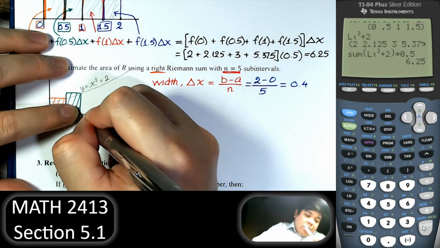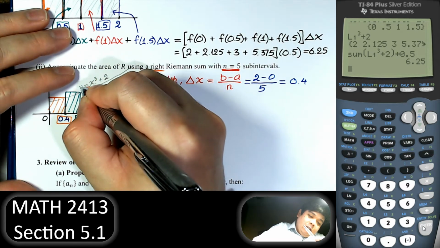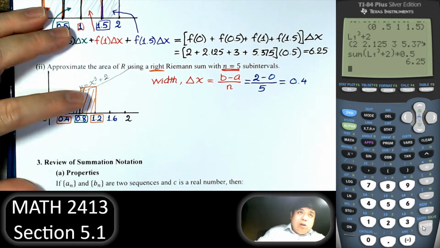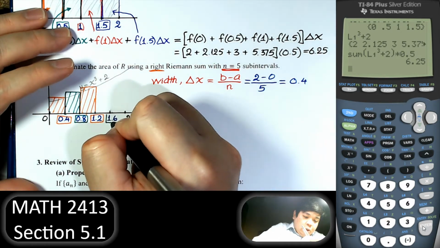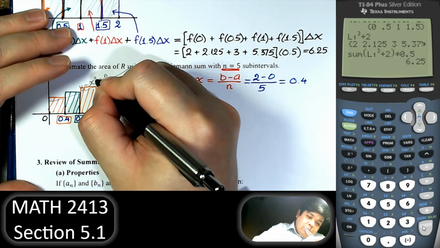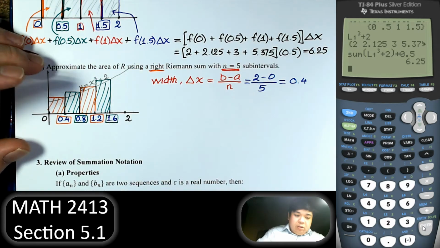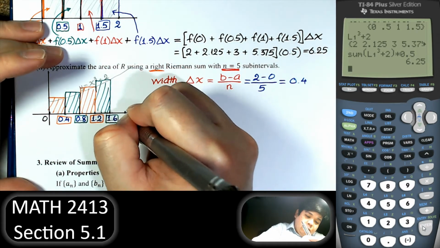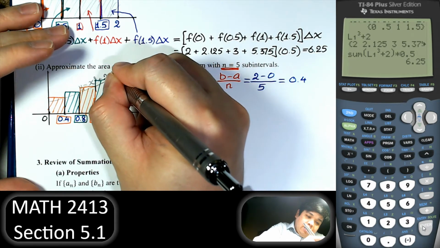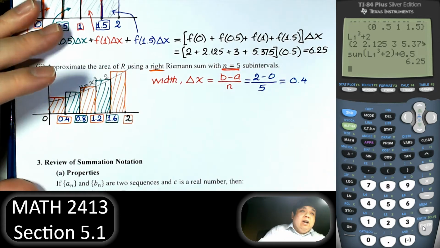And then from 0.8 to 1.2, we use the right endpoint, find the height, and have this rectangle. From 1.2 to 1.6, use the right endpoint, find the height, and have that rectangle. Then from 1.6 to 2, use the right endpoint to get the height, and then we have the area.